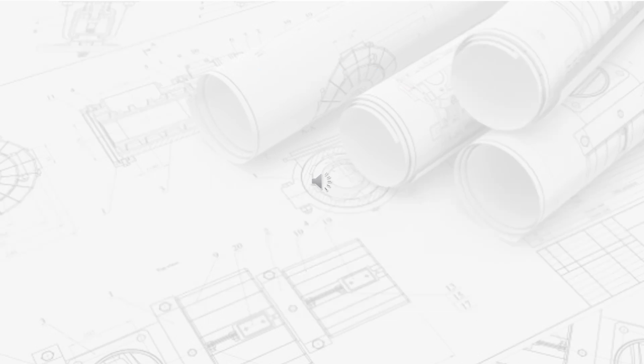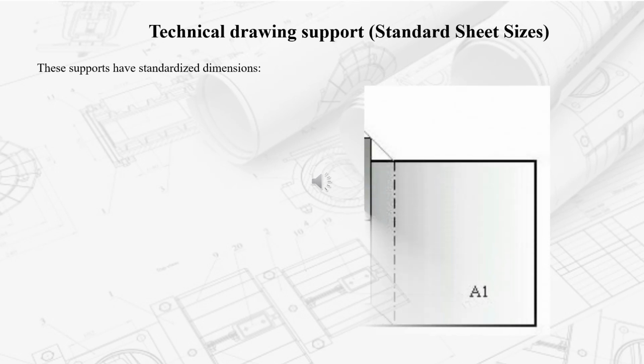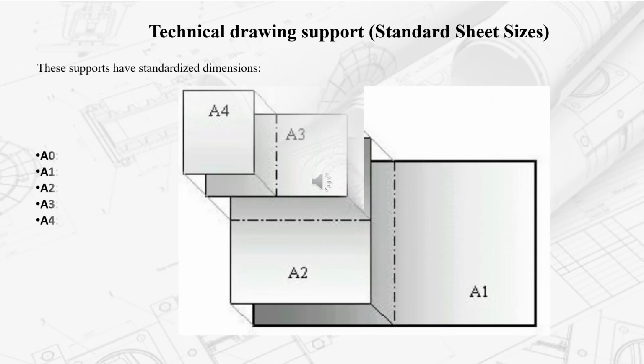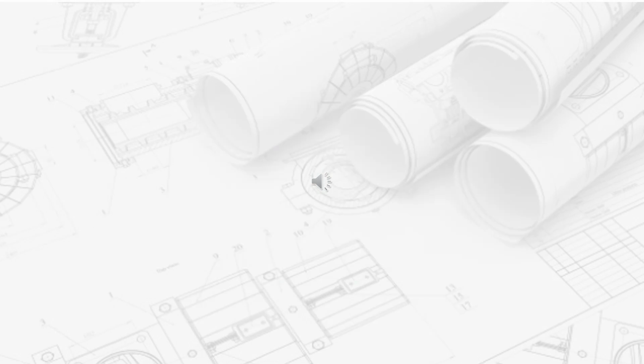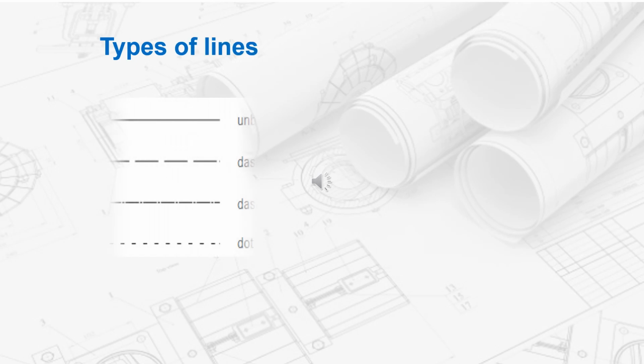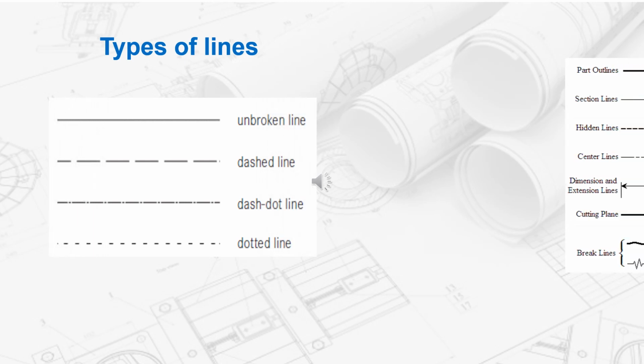Technical drawing support and standard sheet sizes are crucial for maintaining consistency and clarity in technical and engineering drawings. These supports have standardized dimensions. The most common standard is the A series, from A0 to A4. Lines are drawn following standard conventions. Various types of lines are used to construct drawings, such as unbroken line, dash dot line or dotted line.